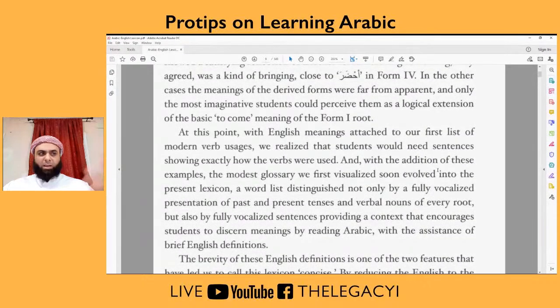So originally they were planning on doing a short glossary of terms, samples. This evolved into a fairly large lexicon, a word list distinguished not only by fully vocalized presentation of past and present tenses and verbal nouns of every root, but also by fully vocalized sentences, providing a context that encourages students to discern meaning by reading Arabic with the assistance of brief English definitions. Something you might recall from previous discussions.